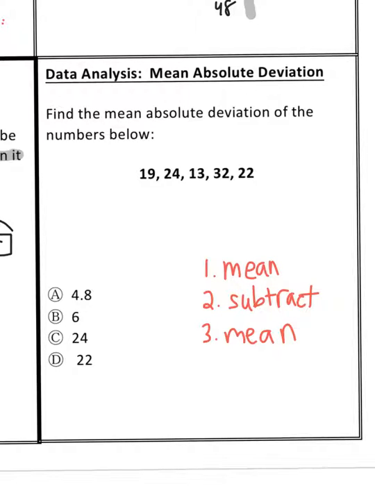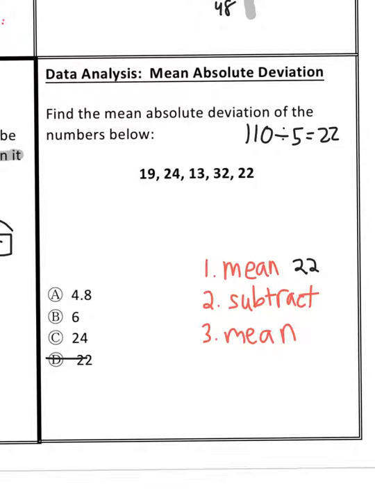I found the mean of the 5 numbers. Now, remember to do that, you have to add these 5 numbers up, and they add up to 110. And then you divide by however many numbers you added. And there's 5 of them. And if you do that, you get 22. So 22 is the mean. Now, don't choose that as your answer, because that would only be the mean, not mean absolute deviation.